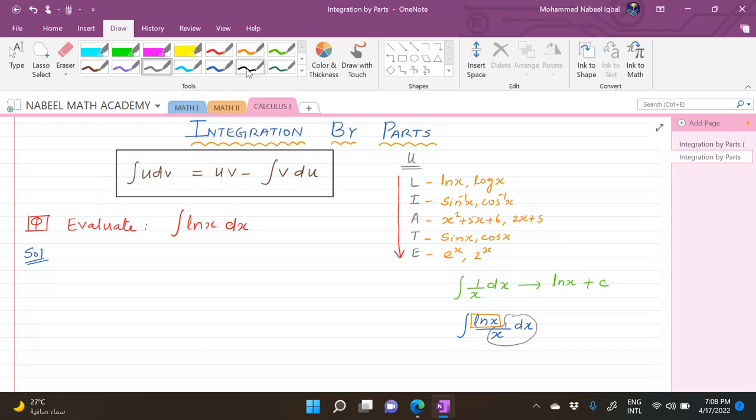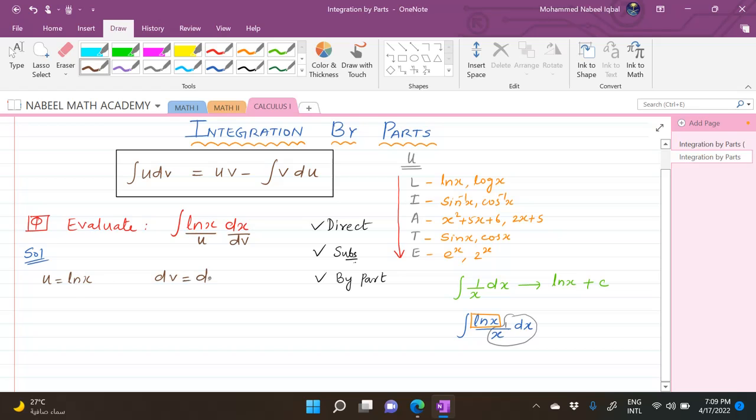So first thing you have to check: is it possible directly? If it is not possible, try the substitution method. If that is not possible, then use integration by parts. This is the order you follow for any evaluation of an integral. Now let us go with this one. What is u here? The u is nothing but ln x, and this is dv. u equals ln x and dv equals dx.